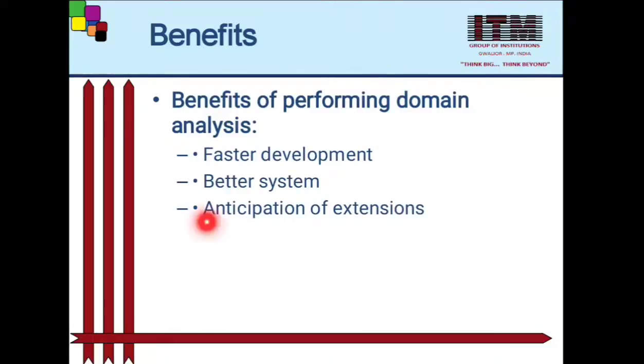And the last one is anticipation of extension. Armed with domain knowledge, we will obtain insights into emerging trends, and we will notice opportunities for future development. So this will allow us to build a more adaptable system.